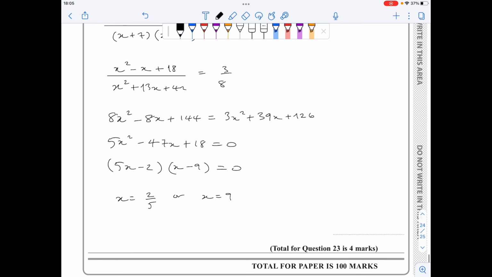Now x is the number of orange beads. It cannot be a fraction, it must be an integer. So I will reject the 2 over 5 and keep the 9. The question says find the total number of beads. So from x equals 9, the total is x plus 7. So I get 9 plus 7, which is equal to 16 beads, which is my final answer.